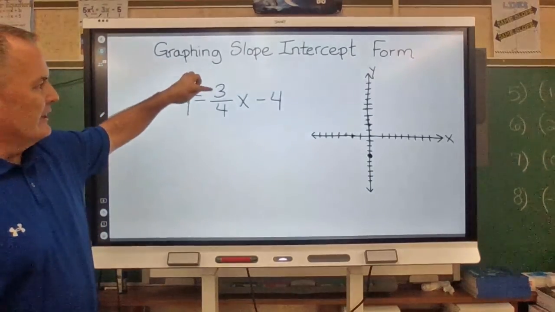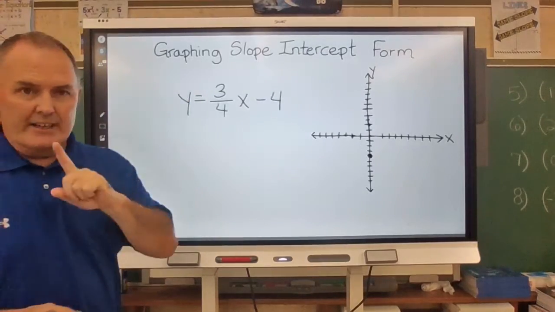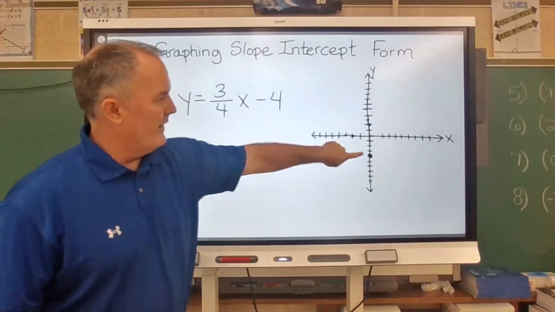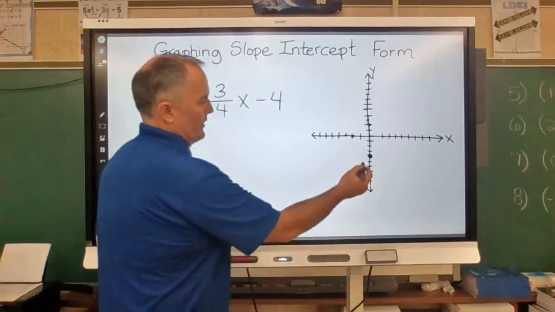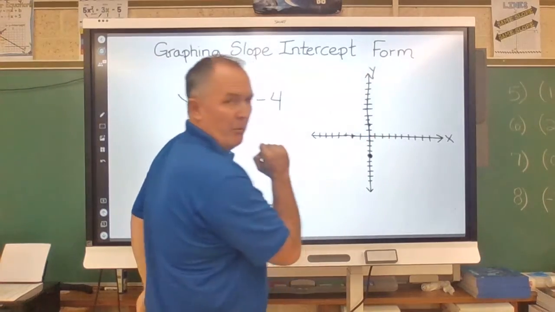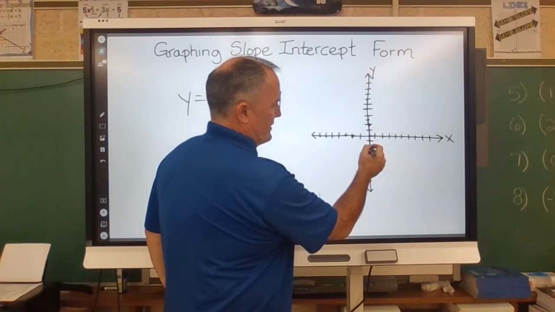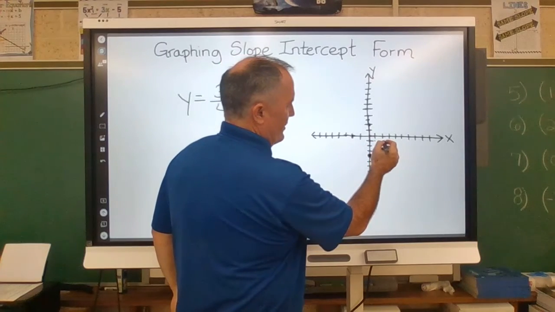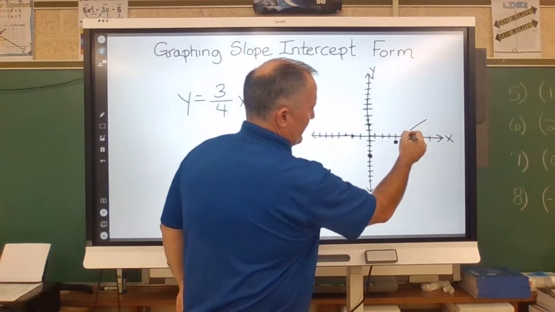And then I'm going to use my slope to find my second point. This is positive, so from that point, I'm going to go up 3 and over 4. So up 3, 1, 2, 3, then over. Let's put another point there so the graph looks better. Up 3, 1, 2, 3, then over 1, 2, 3, 4. Here's my second point.